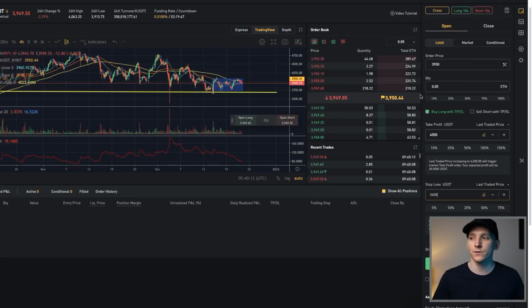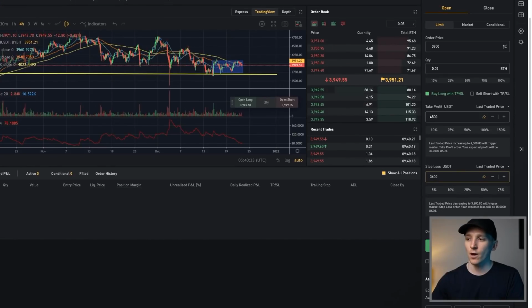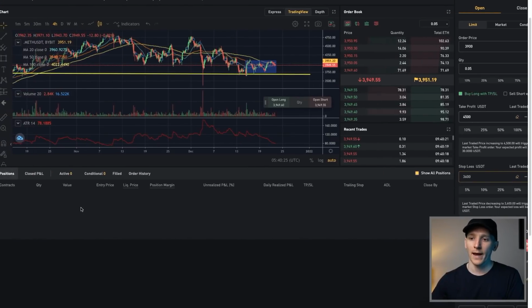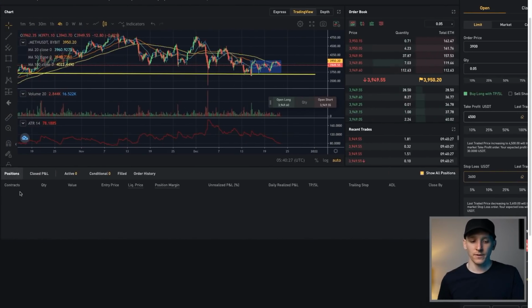Or if you're a beginner, just use the spot market and you don't have to worry about getting stopped out or anything like that. But a stop loss may also be recommended if you want to trade short term. When you're happy with that and the amount, just click open long. That will go through and come over here as a position.